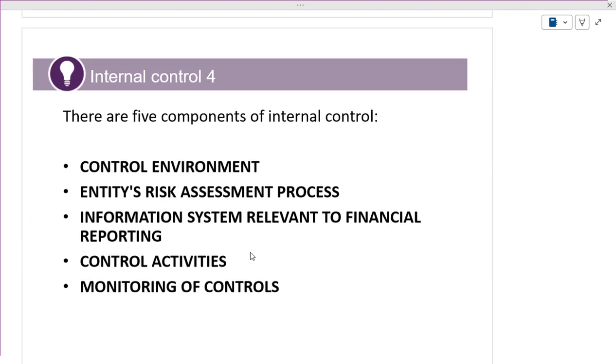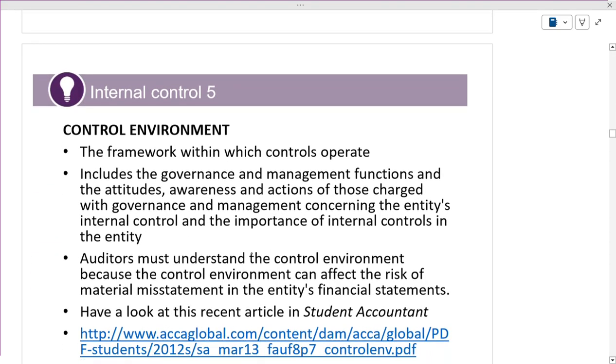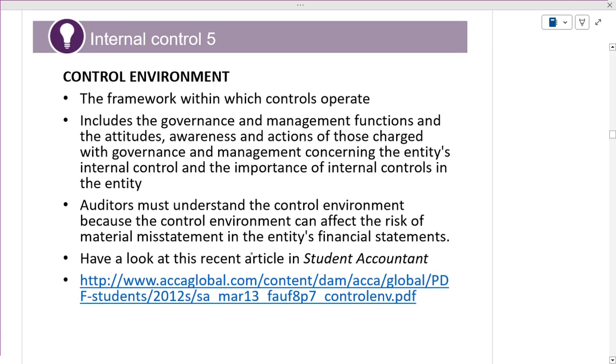There are 5 components of internal control: control environment, risk assessment process, information system for financial reporting, control activities, and monitoring of controls. What is the control environment? It is the framework within which control operates. It includes governance and management functions. See, internal control is not at one level. If you take an organization pyramid, you have senior management, middle management, lower management, and at the top the board of directors. Internal control should be at every stage: at the senior level, at the middle level, and at the operation level also.